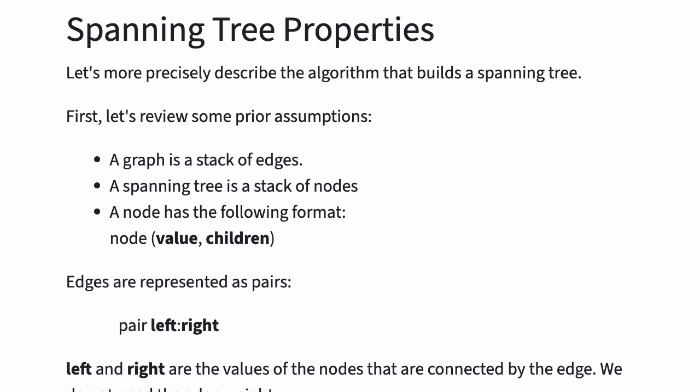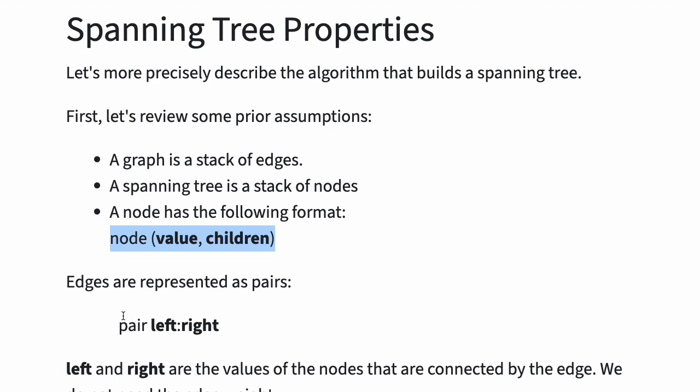Let's more precisely describe the algorithm that builds a spanning tree. First, let's review some prior assumptions. A graph is a stack of edges. A spanning tree is a stack of nodes. A node has the following format: value and children.